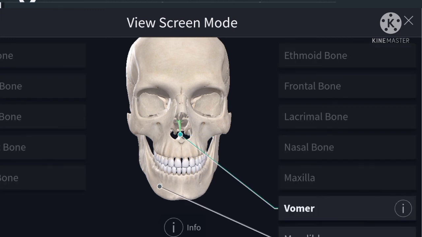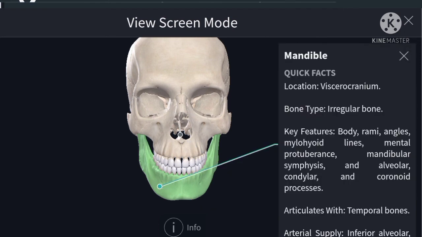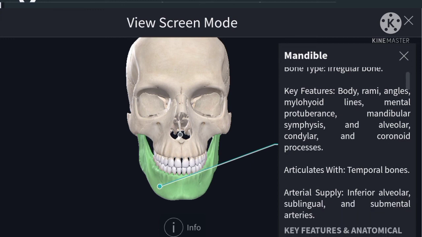Now we will see the mandible, and as you can see here, this is a mandible and it is a type of irregular bone and is located in the viscerocranium. It articulates with only one bone, and that is known as the temporal bone, and it is supplied by the inferior alveolar, sublingual, and submental artery.